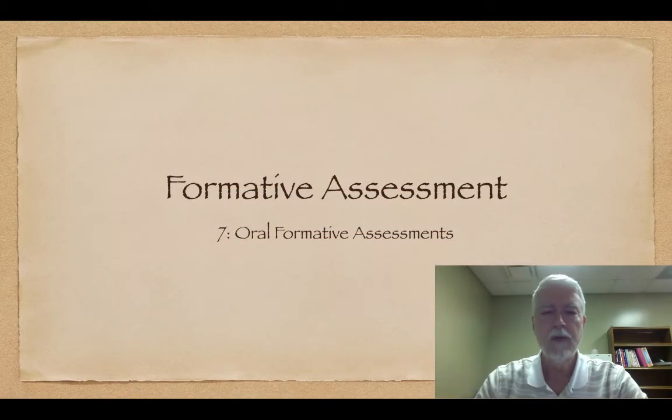Now, the most common type of formative assessment is an oral assessment. The students talk, and you use that to find out what they've learned. So let's look at this a little bit more. One of the most common types of oral formal assessment is the question.